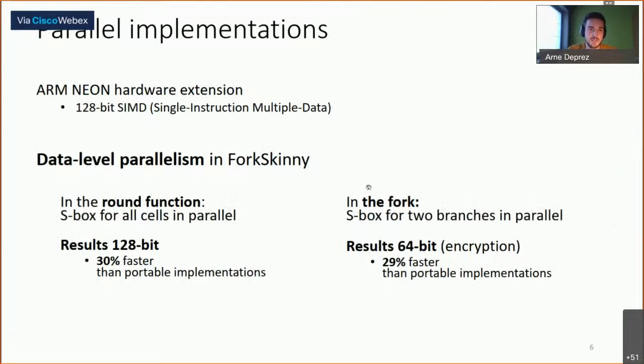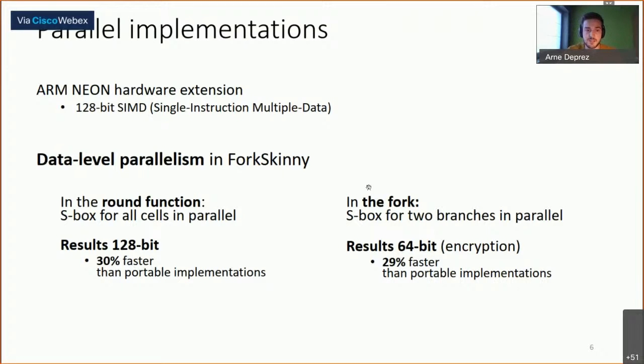We also made implementations for parallel hardware. The target we chose as an example is the ARM Neon SIMD. The processor we had has 128-bit SIMD. And in this implementation, we try to exploit the data level parallelism that is available in fork Skinny.